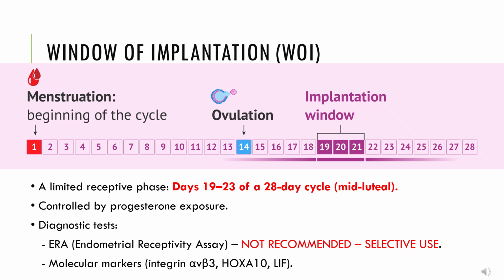Implantation can only happen during a short period known as the window of implantation. In a regular 28-day menstrual cycle, this occurs between day 19 and day 23, which corresponds to the midluteal phase. This window is tightly controlled by progesterone. Doctors can measure endometrial receptivity using diagnostic tests. One example is the endometrial receptivity assay, which looks at gene expression. Another way is by checking markers like integrin alpha-V beta-3, HOXA10, and leukemia inhibitory factor.